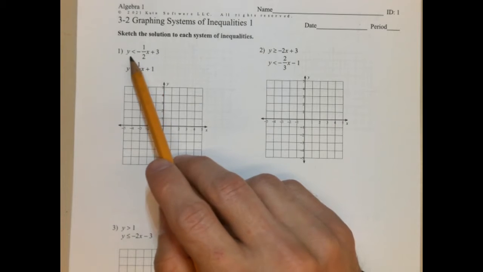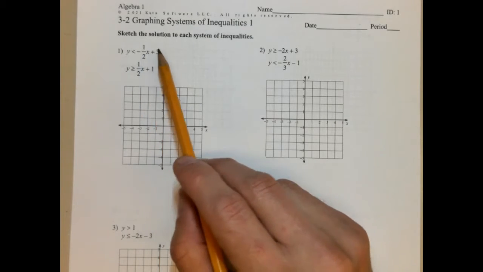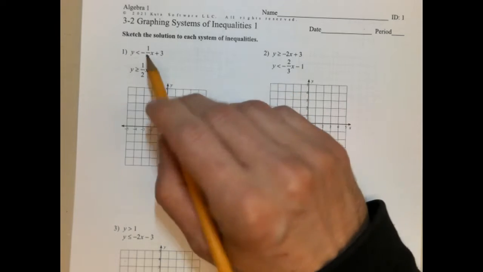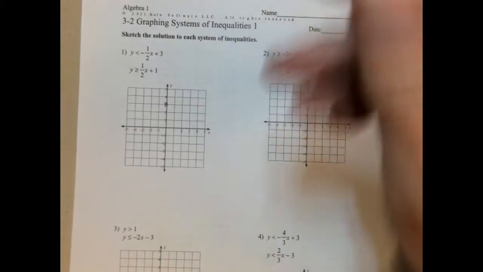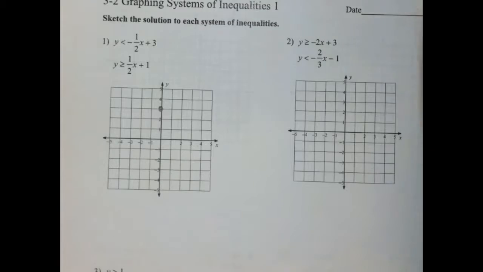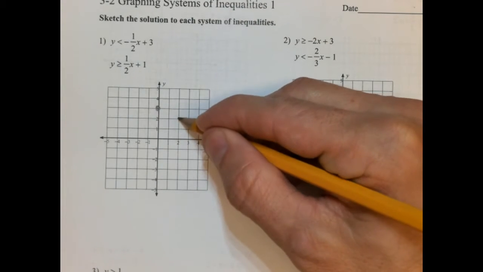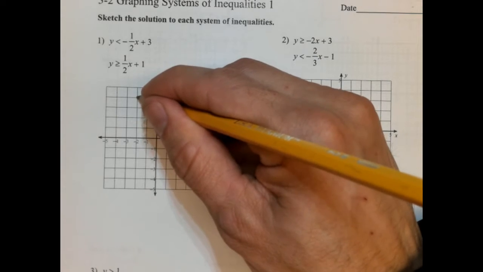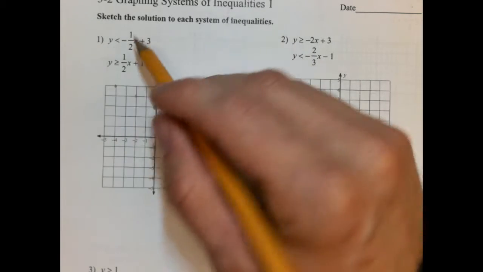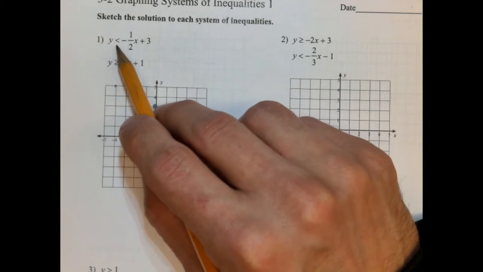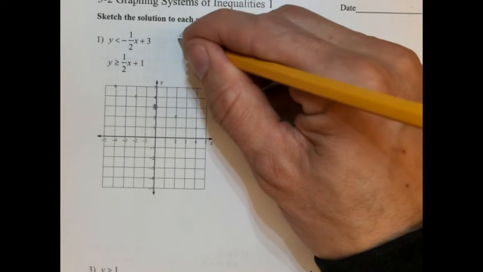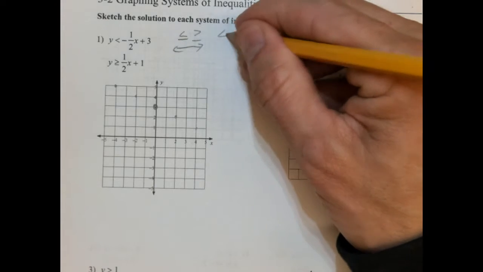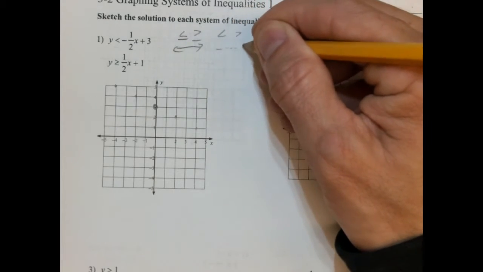So the first one is y is less than negative 1/2 x plus 3. So 3 is our y-intercept, and our rate of change is negative 1 over 2. Let me zoom in here a little more. So we're going to go down 1 over 2, and down 1 over 2, and we're going to go up 1, left 2, and up 1, left 2. Now we're going to connect these. It's going to be a dotted line because it's non-inclusive. So this is a solid line, and this would be a dotted line.